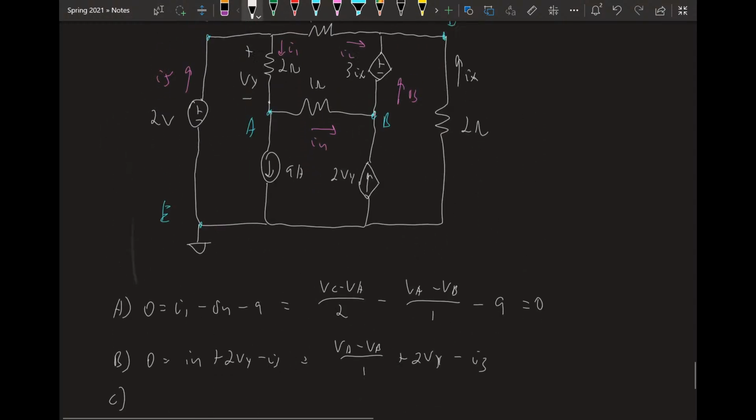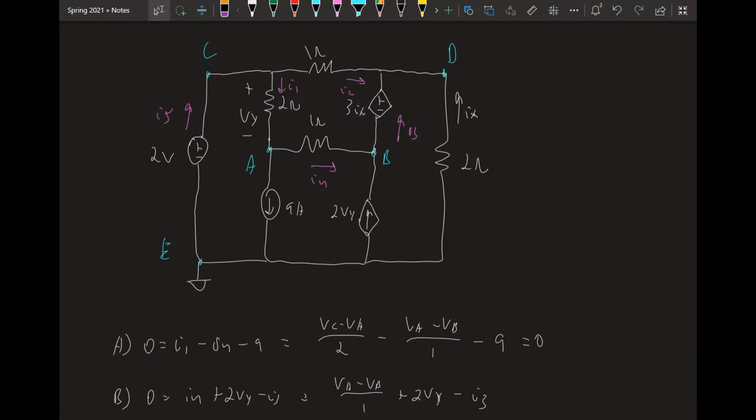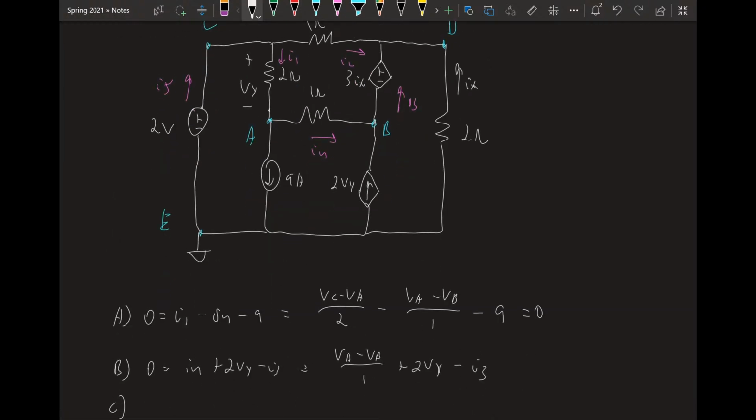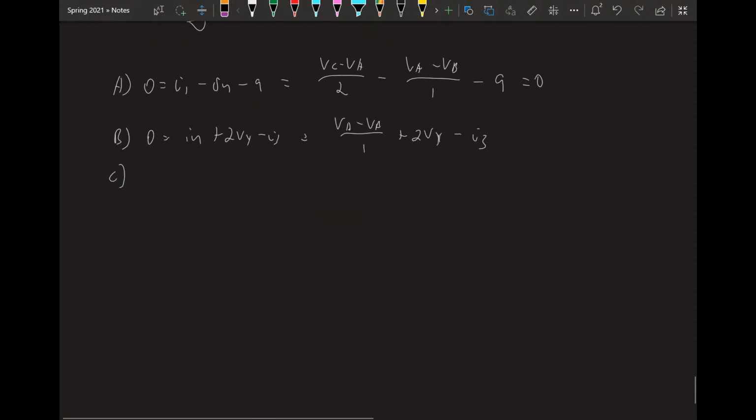C. Node C, we can see that there's a 2-volt source between it and ground. So VC equals 2 volts. Very nice.